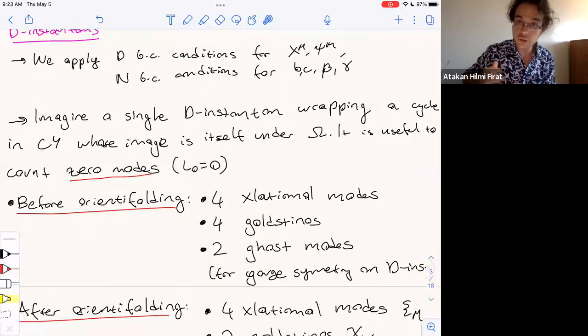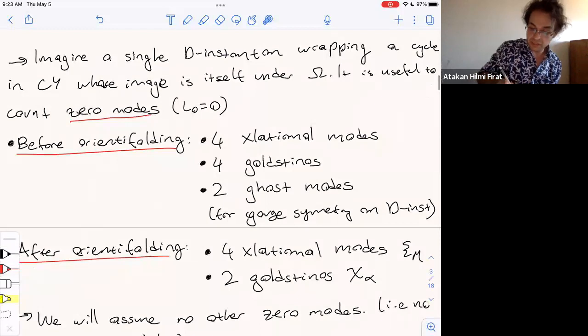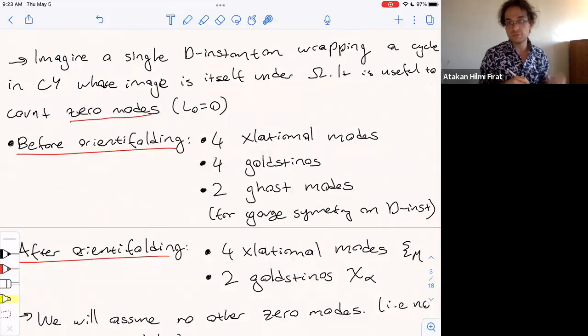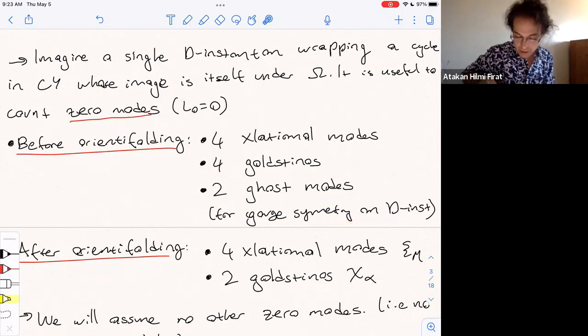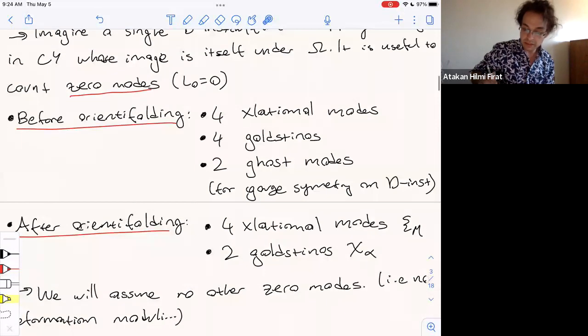So let's count the universal zero modes first, by which I mean that L0 vanishes, of course. Before oriented folding, I will have 4 translational modes, right? I can put the instanton anywhere I want, and there shouldn't be any kinetic term associated with it, like there's no energy associated with moving around. There are 4 Goldstinos because it will break half of the SUSY, which is N=2 in this case. And there will be 2 ghost modes that basically come from the rigid gauge symmetry on this D-instanton. But after oriented folding, one can show that only a subset of these zero modes is going to survive.